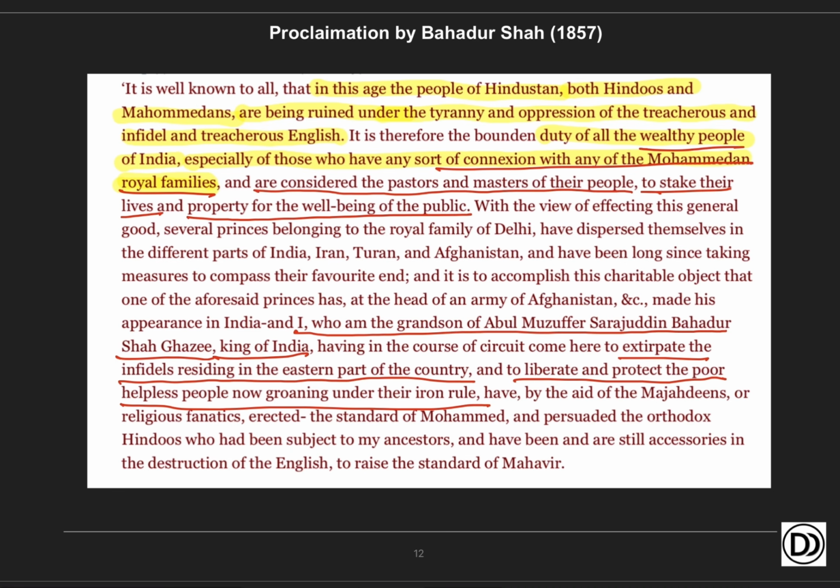By whom? By the aid of Mujahideens or religious fanatics. He wants to follow the standard of Muhammad and persuade the Orthodox Hindus. He also wants to convince the Hindus who had been subjects of his ancestors, which means who were ruled by the ancestors of Bahadur Shah Zafar and who are still accessories to the destruction of the English, which means they are still a part, a major weapon against the British.